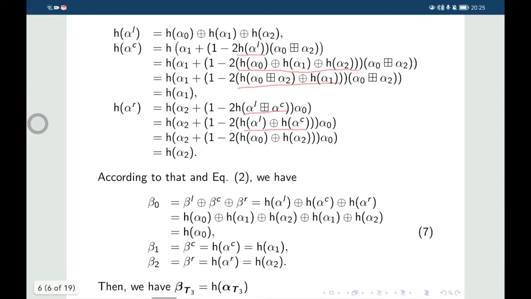Then we perform a hard decision function on the received likelihood value. In this process, we use the result of Formula 6. According to that and Equation 2, we have Formula 7, which is the same result as the Arikan kernel rate 1 node simplification. That means T3 kernel polar codes also satisfy simplification conditions, like the Arikan T2 kernel rate 1 node. We have bit T3 equals H function of alpha T3. At this time, we provide this theorem.